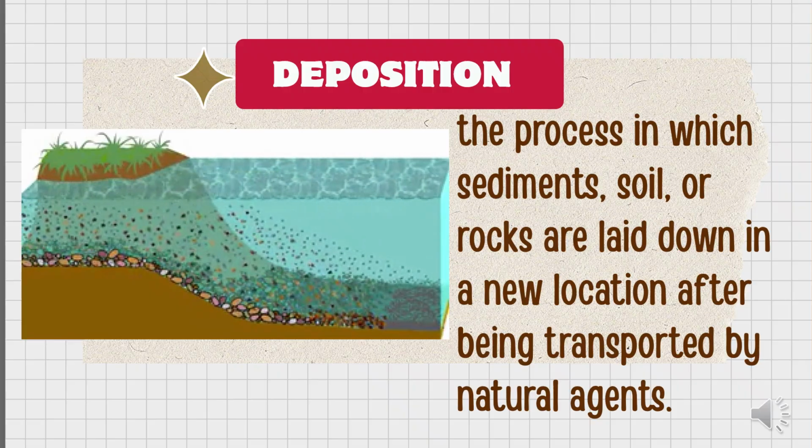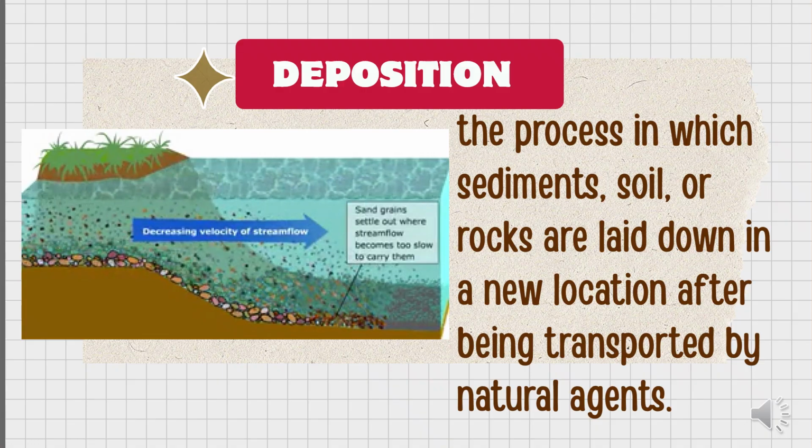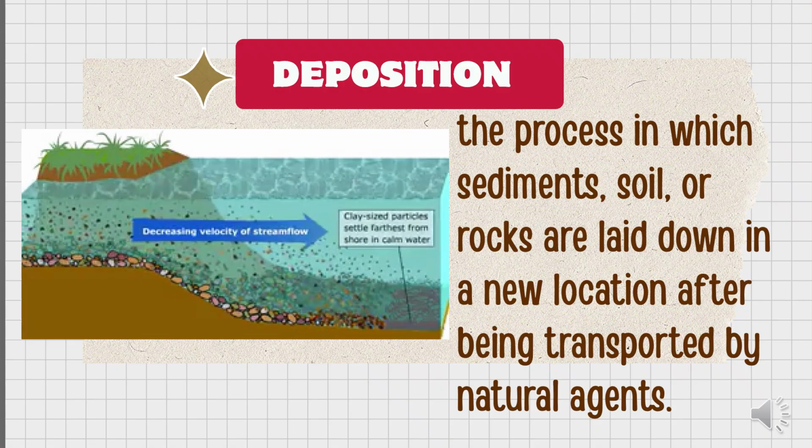Deposition. This is the process where sediments, soil, or rocks are finally laid down in a new location after being carried away by natural agents, such as water, wind, or ice. Deposition is crucial because it creates new landforms and is a part of the continuous cycle of erosion and deposition that shapes our planet's surface. It can lead to the formation of features like deltas, sand dunes, and beaches.